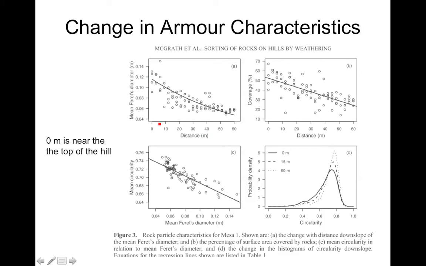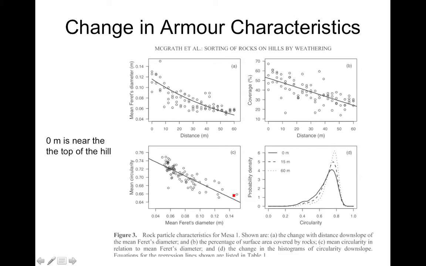So what they were able to quantify was the mean diameter of those rocks as a function of distance from the top of the hill, and you can see the mean diameter is decreasing. The percentage cover is decreasing as we move away from the top of the hill. The circularity of those rocks is decreasing, right? So the rocks actually get rougher and rougher, less round as we move away from the top of the hill, as a function of mean diameter.